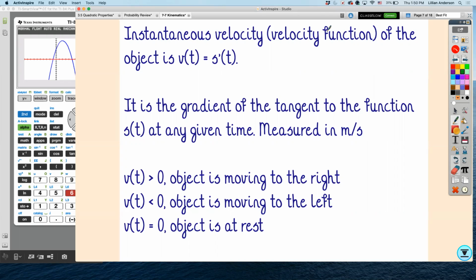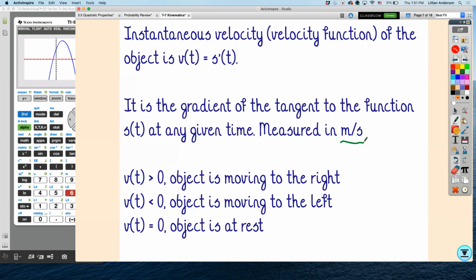It is measured in meters per second. So whatever values you get when you are finding the velocity at a particular time, it is in meters per second. A few things that you do need to make a note of: if velocity is greater than 0, the object is moving to the right. If velocity is less than 0, the object is moving to the left. And of course, if the velocity is equal to 0, it is neither moving in any direction, it is at rest. Okay?